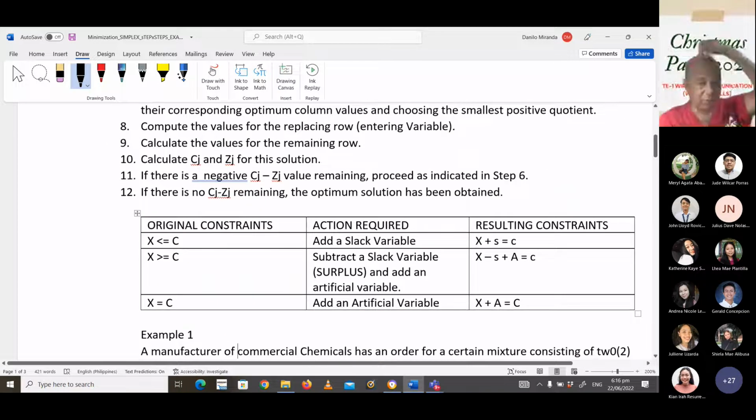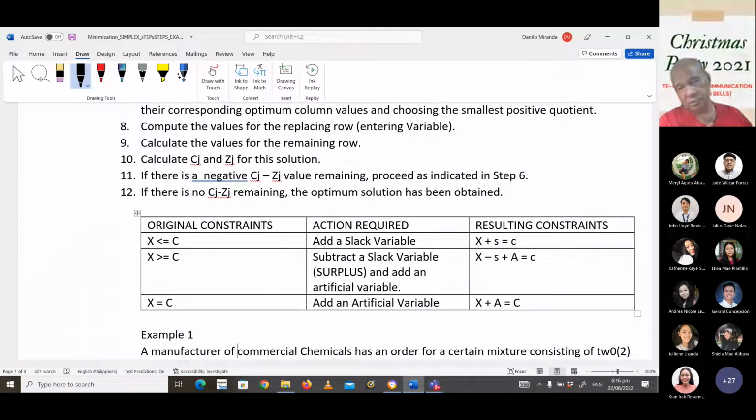Okay, so this is the standard way of doing it. If there is an X less than or equal to C, then we add a slack variable: X plus S is equal to C. Pag greater than naman, we subtract: X minus S plus A, by adding an artificial variable, equals C. And for X equal to C, add an artificial variable: X plus A is equal to C.